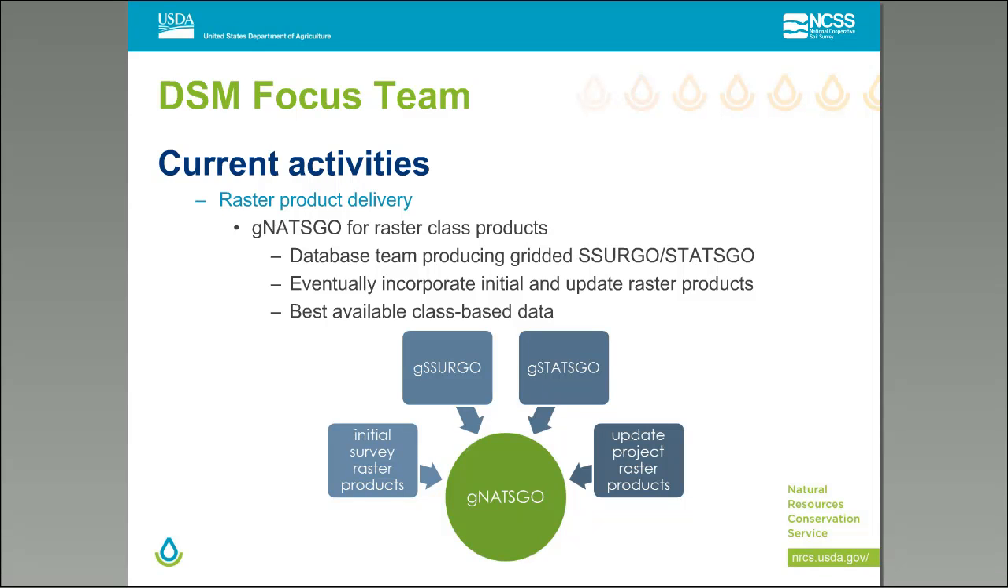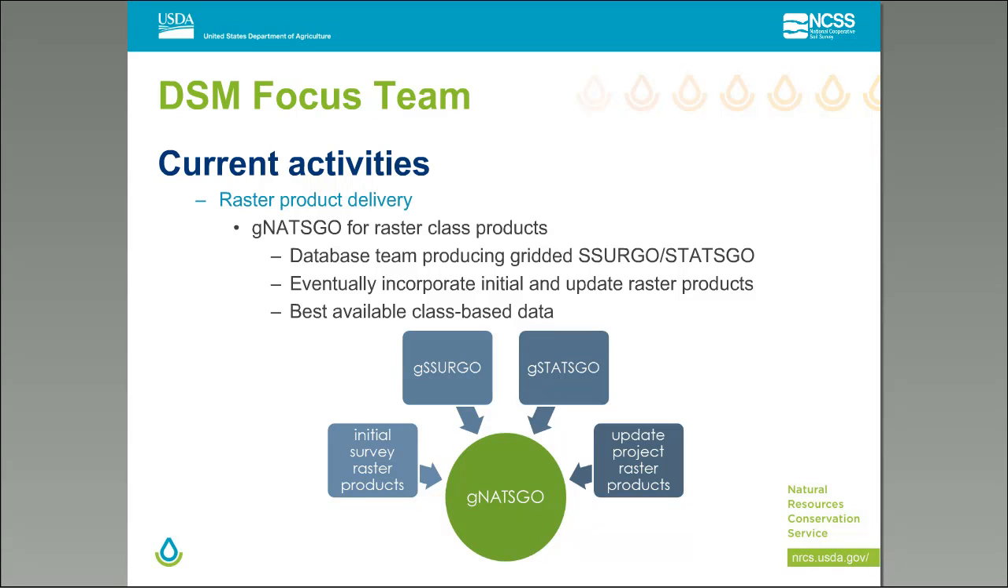So we have Raster products out there now. We have gSSURGO, and we have initial soil surveys that have been completed and produced a Raster soil survey product. Think of Boundary Waters and Essex County, and then we have an update project from North Dakota that has a Raster soil survey. Those products currently live on the Gateway. That's our option for Raster delivery at this point.